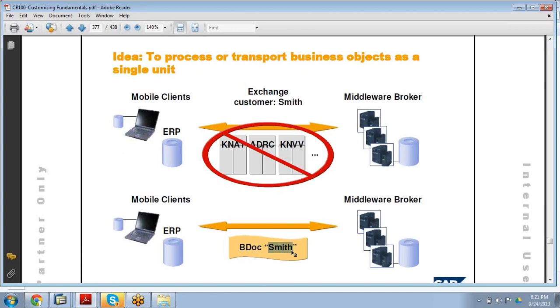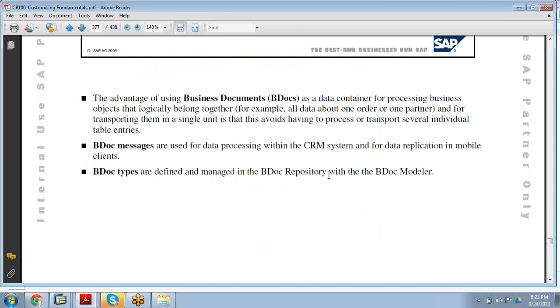So on each change you make, it will automatically update back to the ERP. So if you can see this, this method is not being used. So we will go ahead.